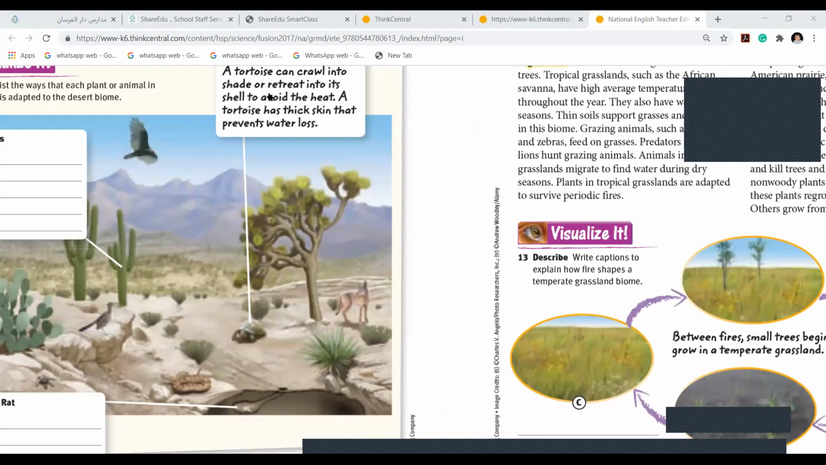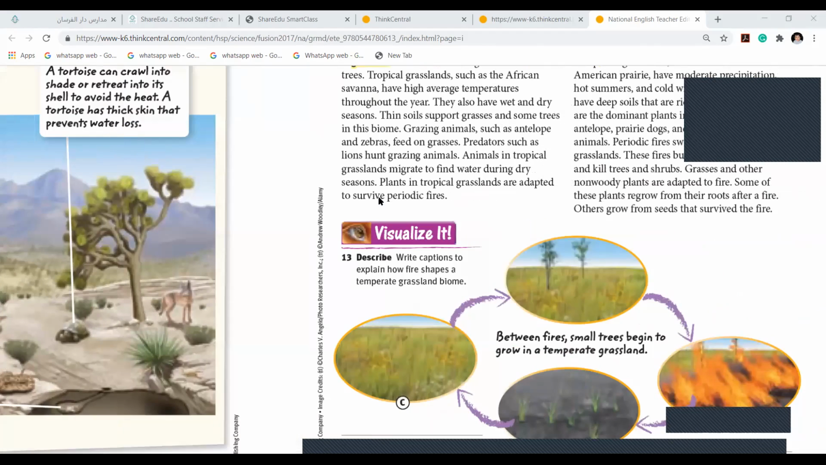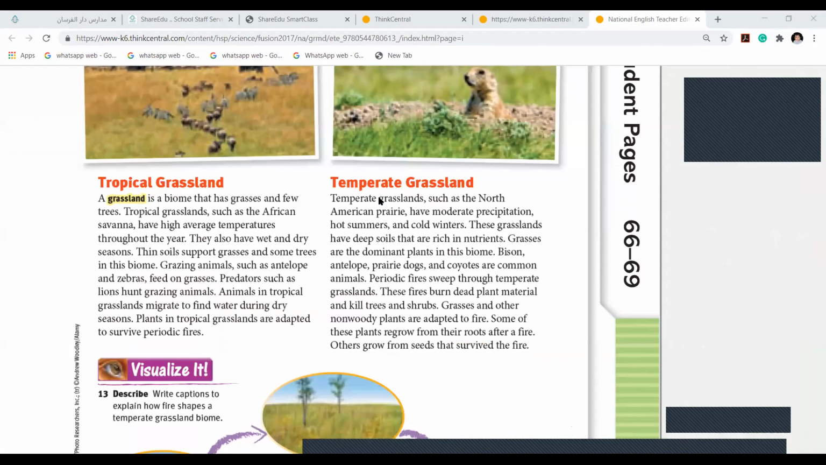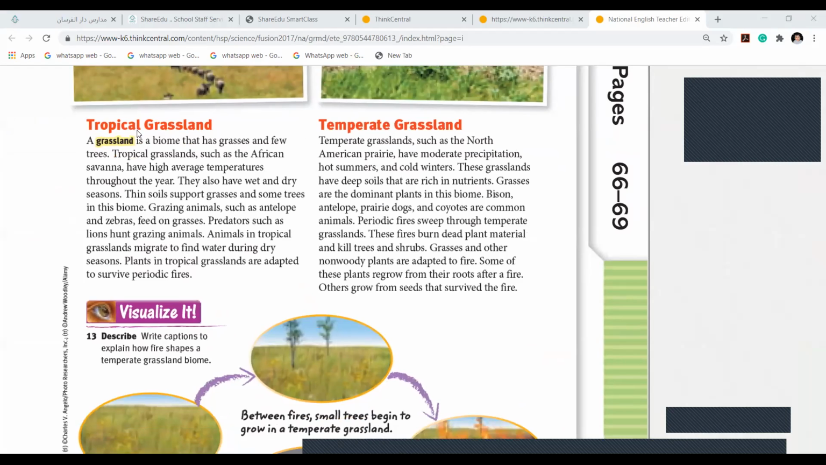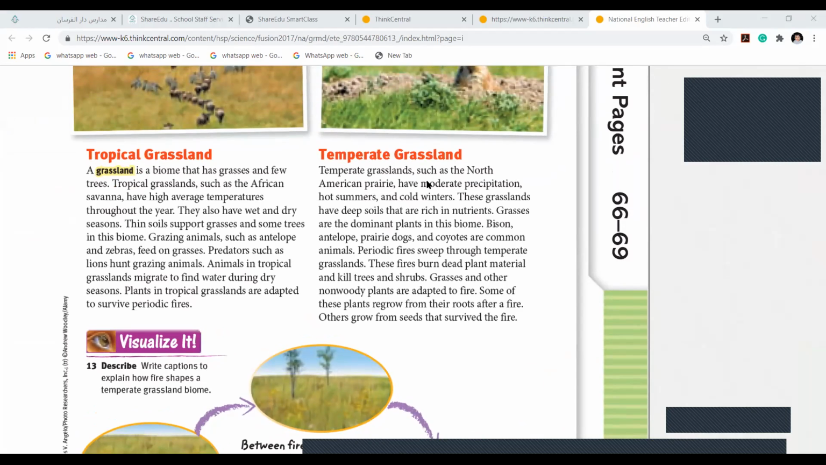Here, a tortoise can crawl into the shade or retreat into its shell to avoid the heat. You know, the shell is very strong. It doesn't let it feel that hot, so it hides itself inside the shell. A tortoise has thick skin that prevents water loss. Coming to grassland, of course, when I say the word grassland, you must know that they receive enough sunlight.